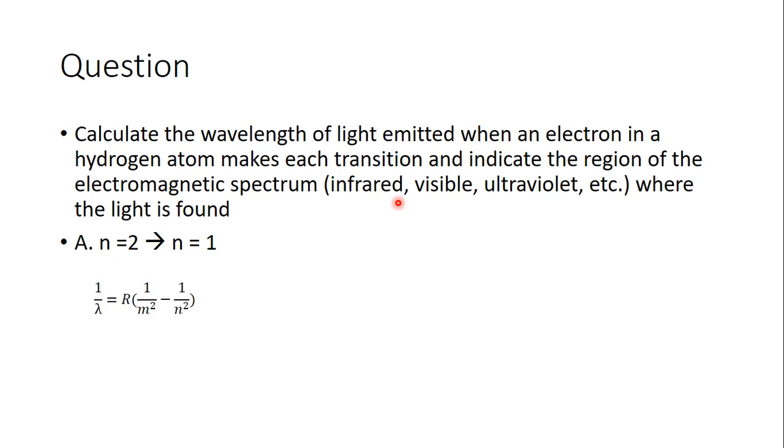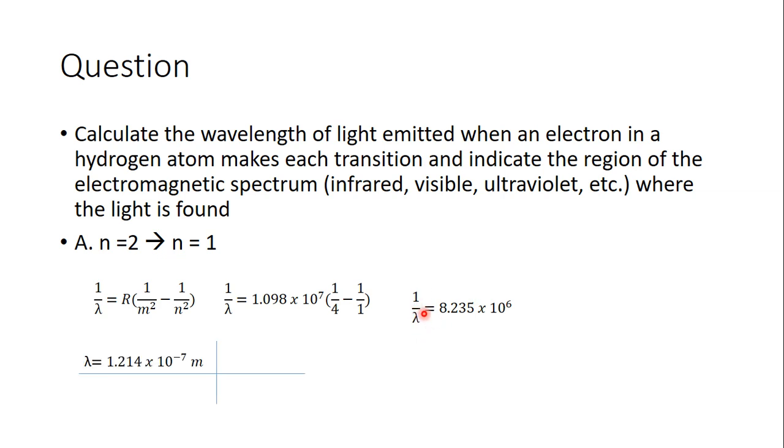Alright, so let's take a look at it. Here's the Rydberg equation. I have it in the m form for initial. So I plug that in, 1 divided by wavelength equals his constant, times 1 divided by 2 squared minus 1 divided by 1 squared. Then I have 1 over wavelength equals 8.235 times 10 to the 6. But I want wavelength, not 1 over wavelength, so I just need to flip this whole equation. And I get wavelength equals 1.214 times 10 to the minus 7 meters.